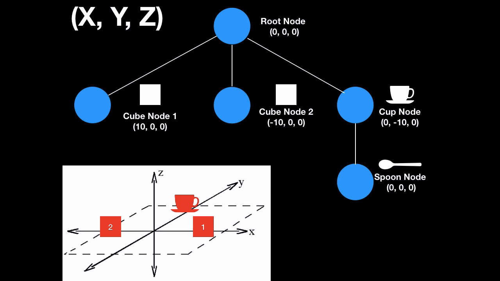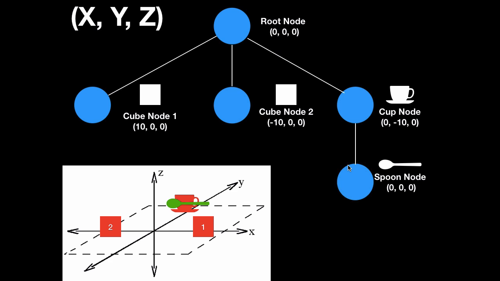So where do you think this spoon is going to get placed at? Will it get placed at the 0, 0, 0 where the root node is? Or does it get placed at the same position of the cup? If you guessed the same position as the cup, you are correct. Child nodes get placed in relation to their parent node, and that's all they know about their position.